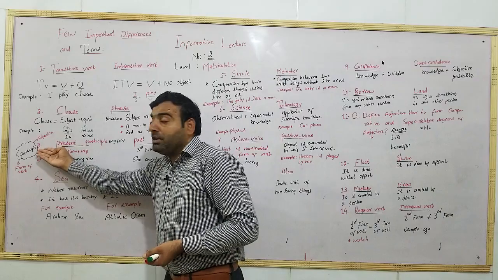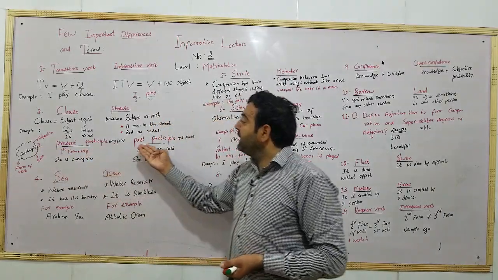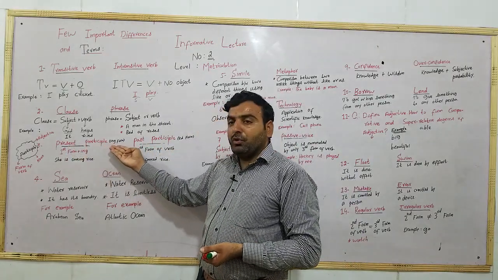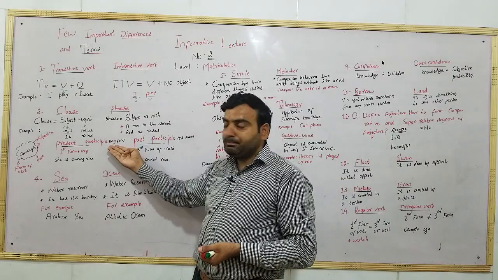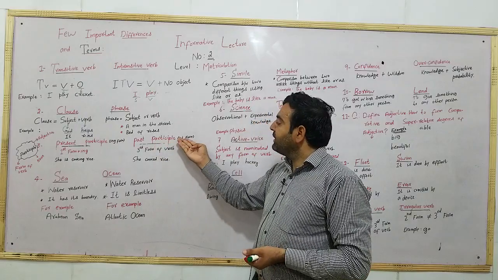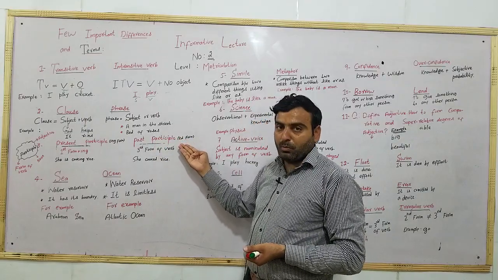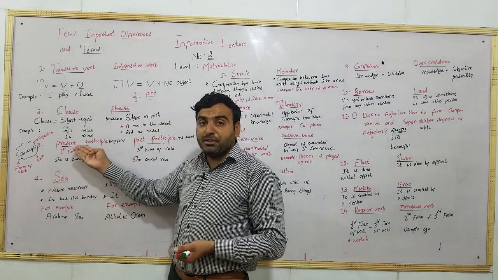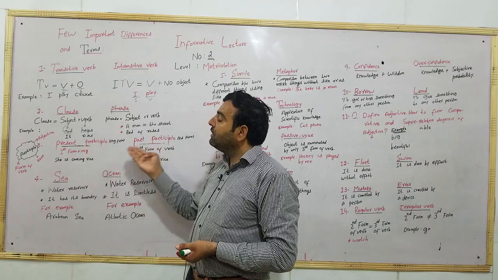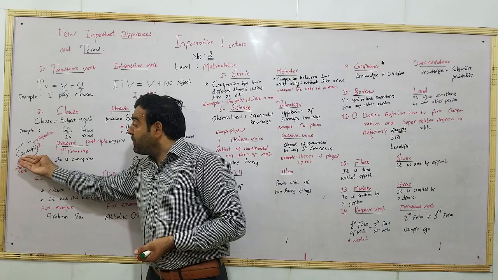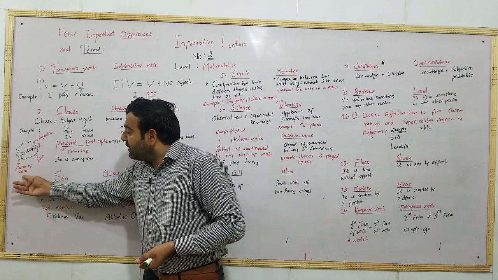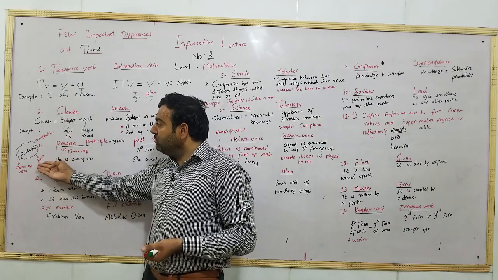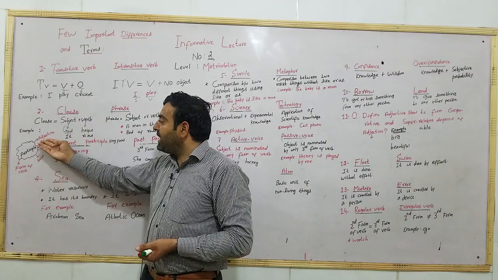Now come towards the third difference, that is present participle and past participle. Present participle is an ing form, and past participle is ed form. This is a third form of verb. Before discussing the difference between present participle and past participle, I would like to tell you what is participle. Participle is a form of verb which is described as noun, and sometimes it is described as an adjective.